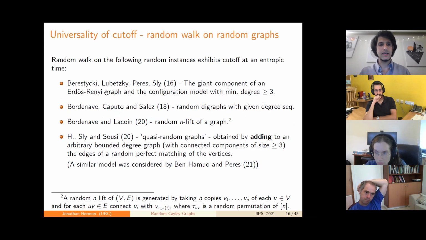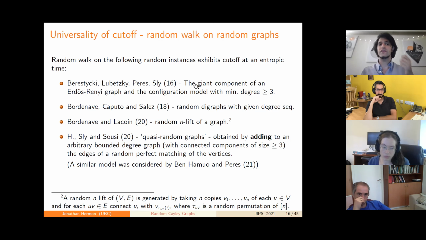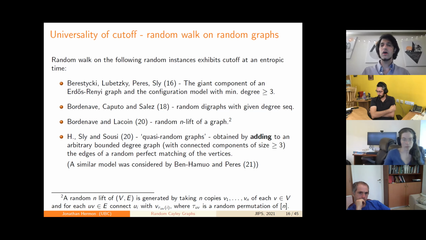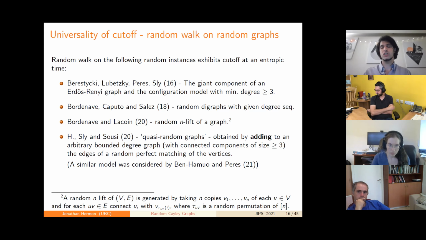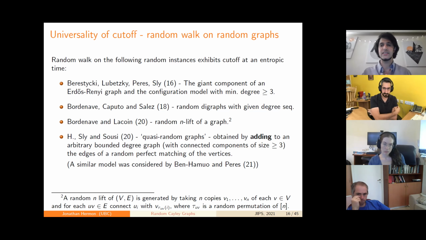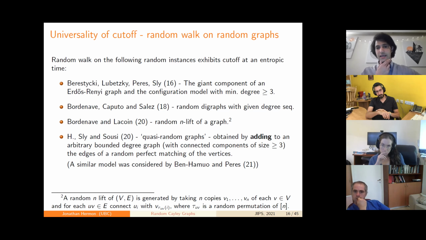The Berestycki-Lubetzky-Peres-Sly paper is about the case where the random graph is the giant component of an Erdős-Rényi graph, and also the configuration model with minimal degree at least 3. Then Bordenave, Caputo, and Salez proved this for a random digraph with a given degree sequence.